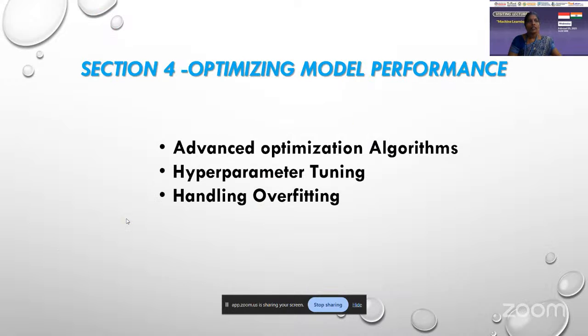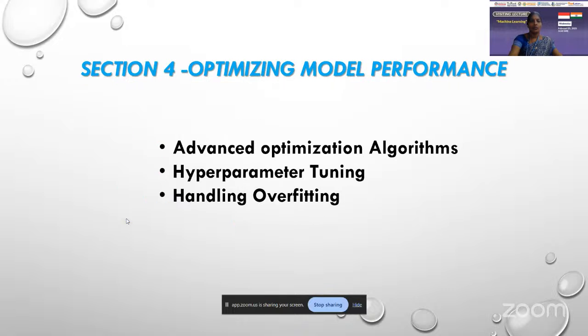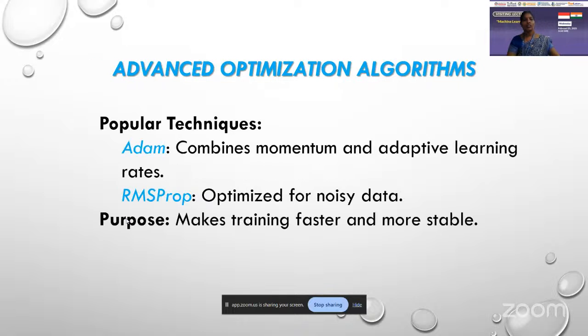And then next comes optimizing model performance. Here we are going to focus on advanced optimization algorithms, hyperparameter tuning, and handling overfitting. When you take advanced optimization algorithms, these are a few popular techniques. The first one is Adam, and the second one is RMSprop.